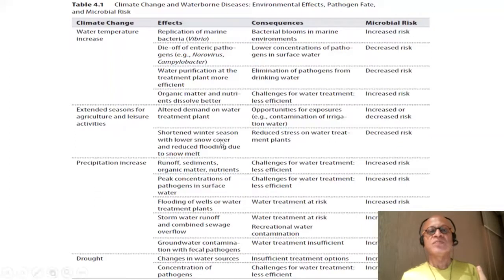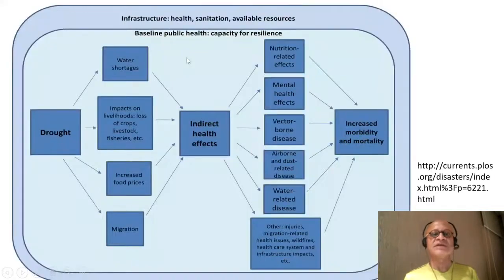Okay, so this range of climate change impacts or manifestations, effects and consequences can tell you the risk and tell you how to reduce those risks, knowing what the effects are. Okay, that's the adaptation strategy. So look at the example of impact of droughts, for example. Infrastructure, health, sanitation, and available resources.